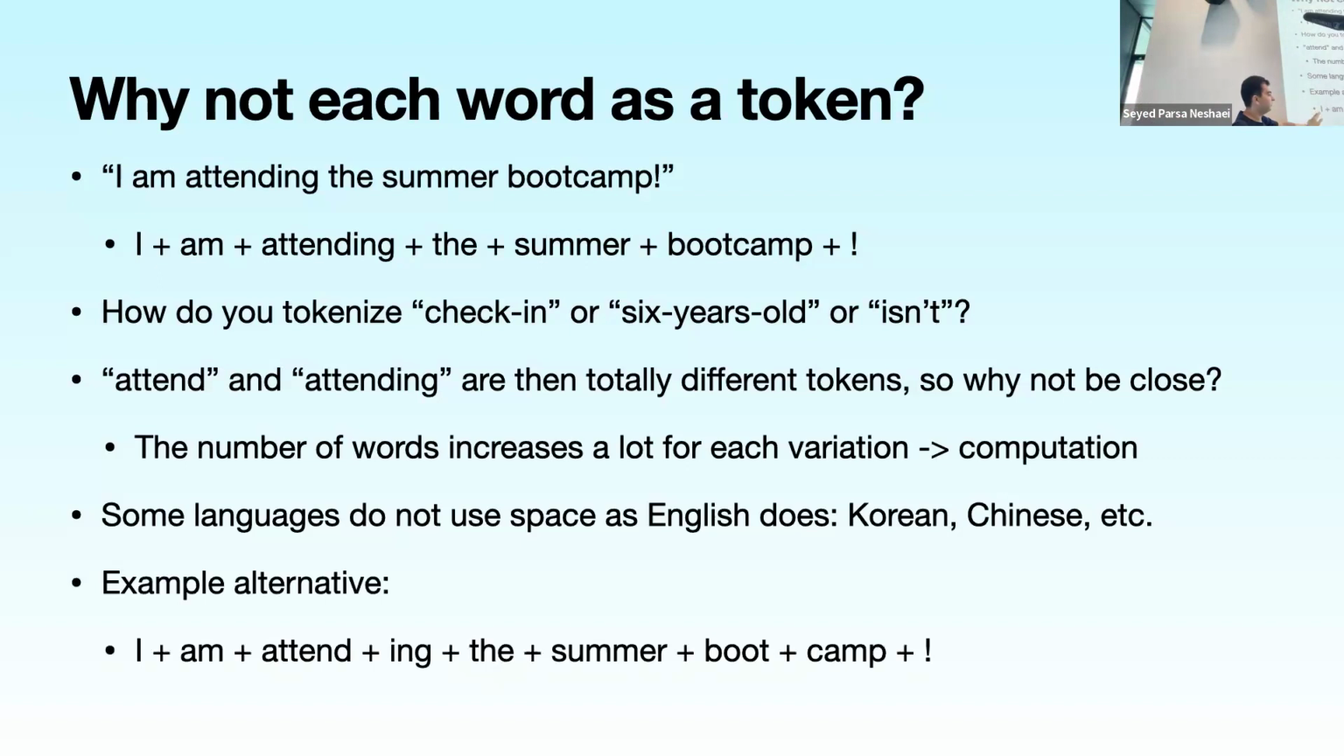So this is an alternative that we talked about. I am attend, ing, there somewhere, and also bootcamp maybe could be two words. I mean, this is just an example. I don't know if you put it on a real tokenizer that is used now, whether it would separate it or not, but just as an example. So maybe different tokenizers also have different behaviors. If the tokenizer has the word bootcamp in its vocabulary, it would not separate. But if it doesn't have this word in its vocabulary, it would separate it into the two units of meaning. So this is how the tokenizer works.